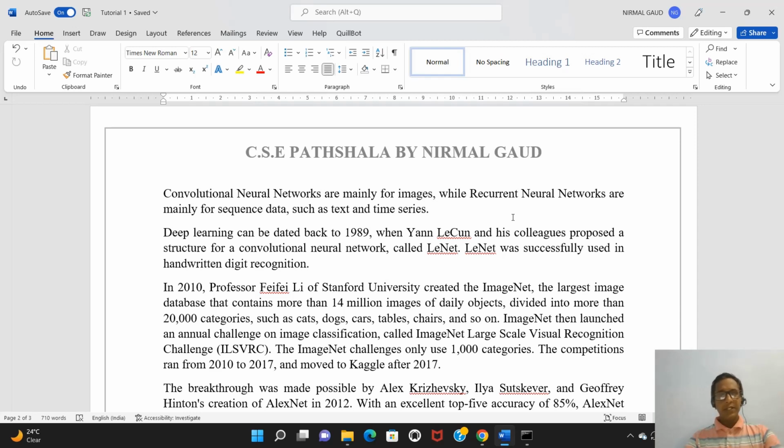Okay, and ImageNet then launched an annual challenge based upon image classification. That is called the ImageNet Large Scale Visual Recognition Challenge. That challenge used about 1,000 categories, and this particular competition ran from the years 2010 to 2017, and then it moved to Kaggle, the Kaggle website, after 2017. So the huge breakthrough was found in the year 2010 by Professor Lee by creating the ImageNet.